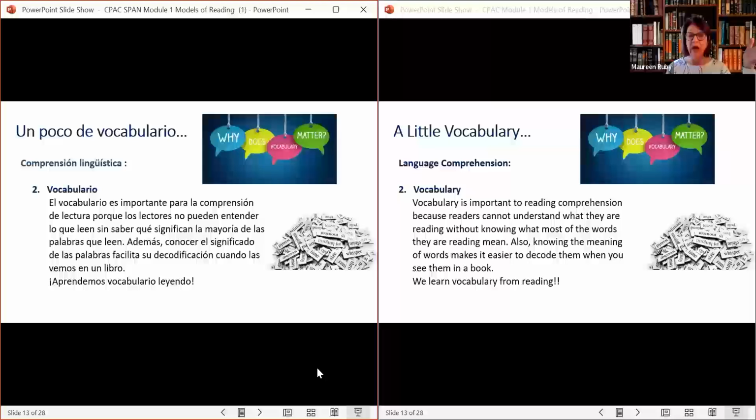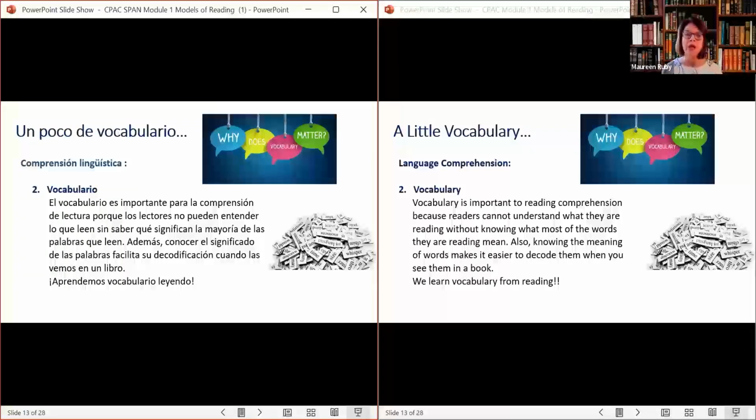I already talked about vocabulary, so I'm not going to beat this drum too hard, but I like to call vocabulary the currency of comprehension. It's how you pay for your comprehension, by knowing the words. So just reading the words, saying them out loud, if you don't know what they mean, it's going to be pretty hard to understand what you've read.